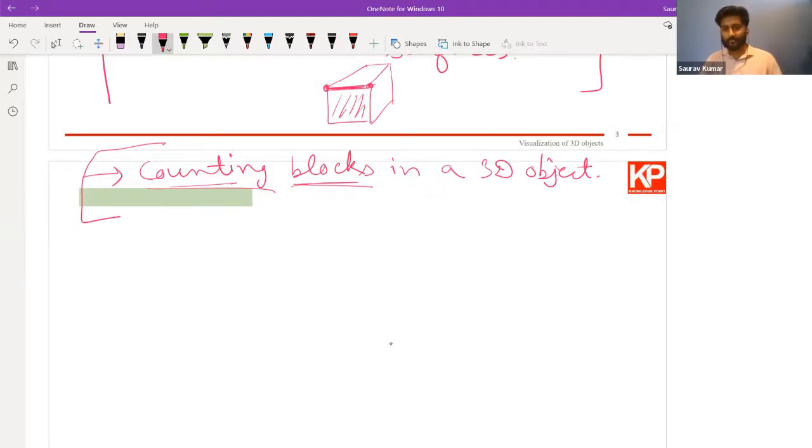So basically you need to look for the blocks that are visible to you, and also you need to imagine the blocks that are not visible to you, meaning those that are on the opposite side of it.